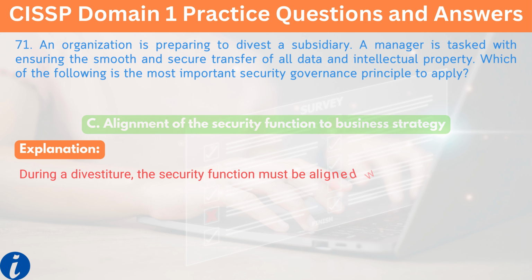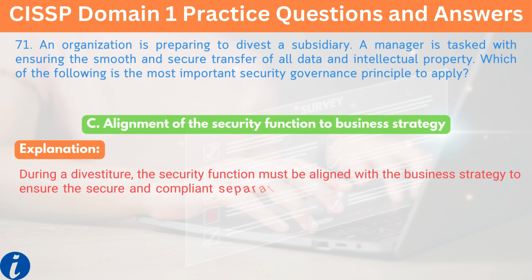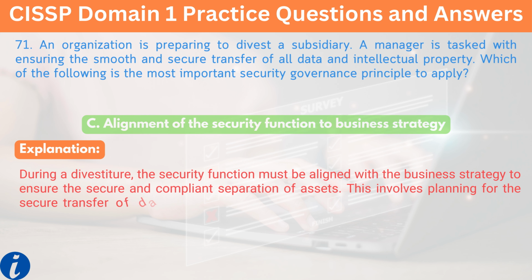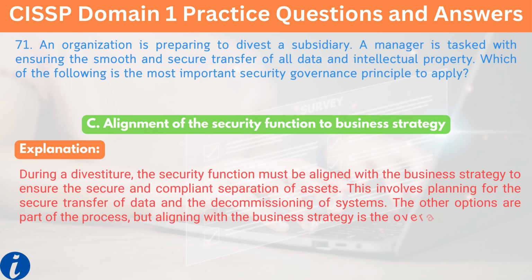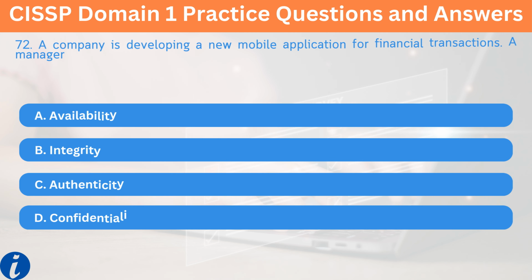Alignment of the security function to business strategy. Explanation. During a divestiture, the security function must be aligned with the business strategy to ensure the secure and compliant separation of assets. This involves planning for the secure transfer of data and the decommissioning of systems. The other options are part of the process, but aligning with the business strategy is the overarching principle.